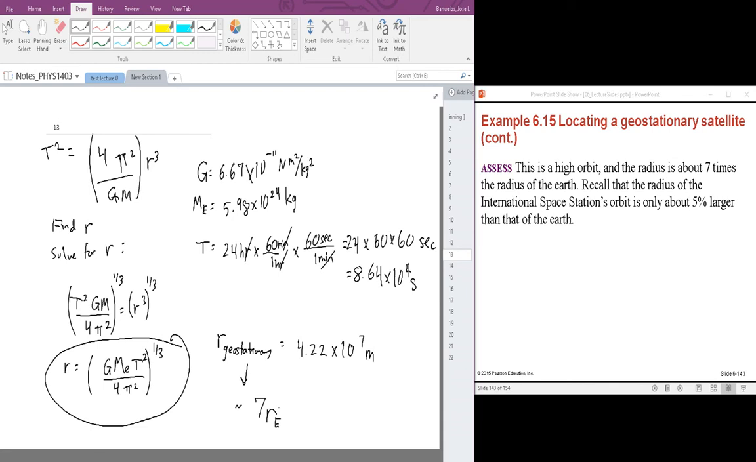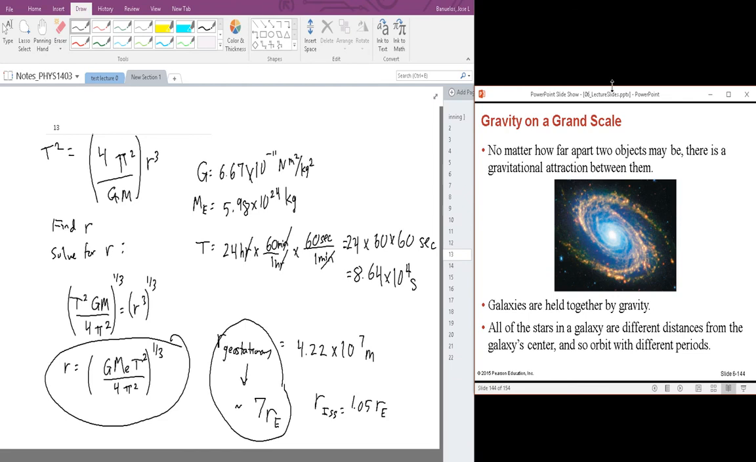And if you look at the International Space Station, the radius for the International Space Station is only about 5% larger than that of Earth. So it's 1.05 times the radius of the Earth. So a geostationary satellite flies much, much higher than the space station. So roughly 7 times higher.